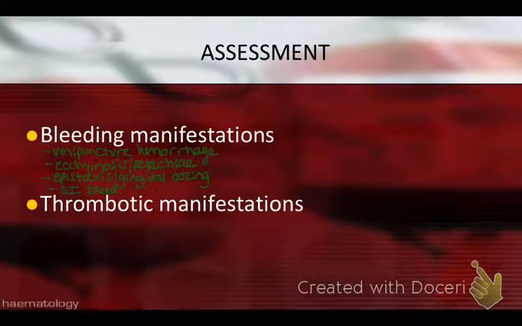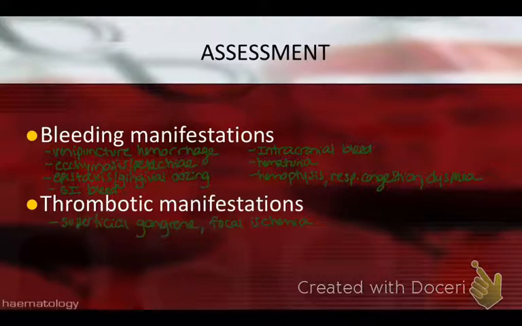GI bleed. So you're going to look at their stools, make sure that you don't see anything. They're at risk for intracranial bleed, so monitor any CNS changes. Blood in the urine or bloody sputum. So, pretty much anything that could cause a bleed, they're at risk for, right? Because they're not clotting anymore because they've used up all their clotting factors. But they used up all their clotting factors on those clots that are already out there.